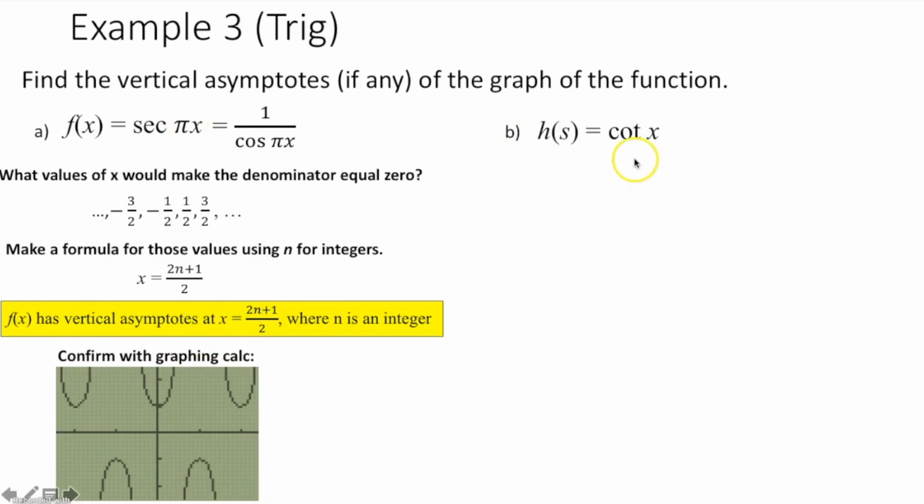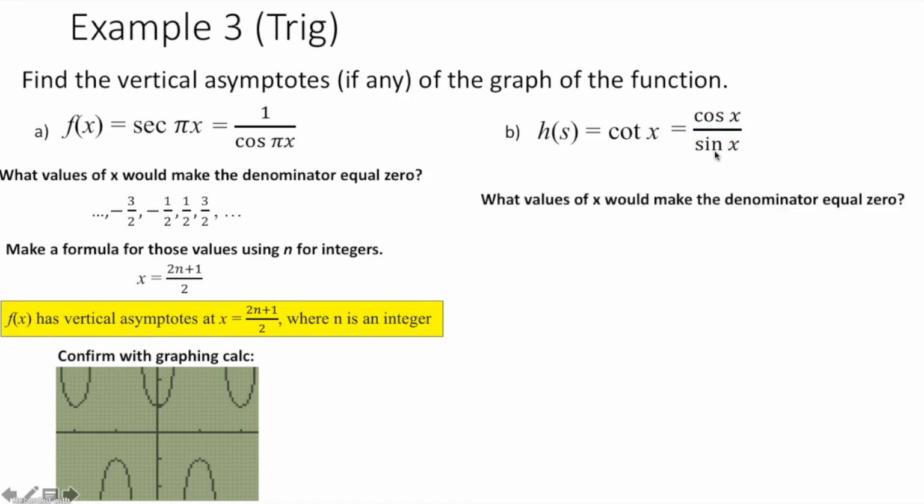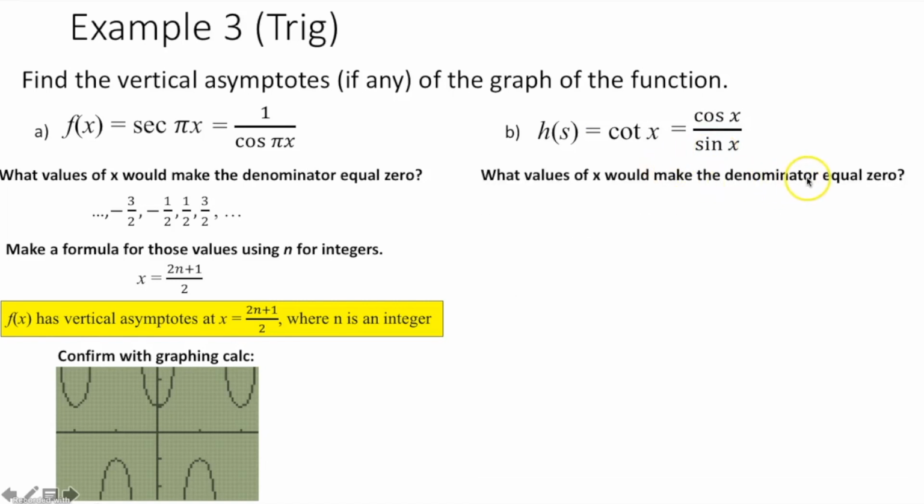For part B, we have cotangent of x. And again, this doesn't look like it's a rational function, but it is. It's cosine of x over sine x. Now again, we need to figure out what values of x would make the denominator equal 0. So what values cause sine to equal 0? That would be negative pi, 0, pi, 2 pi, and so on.